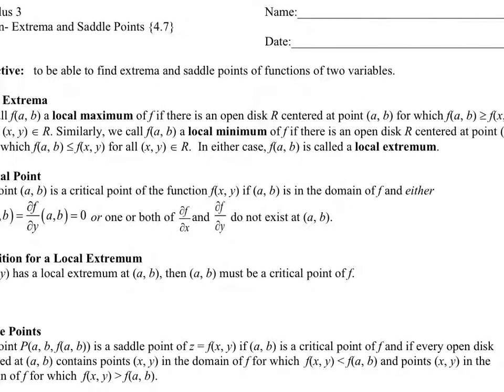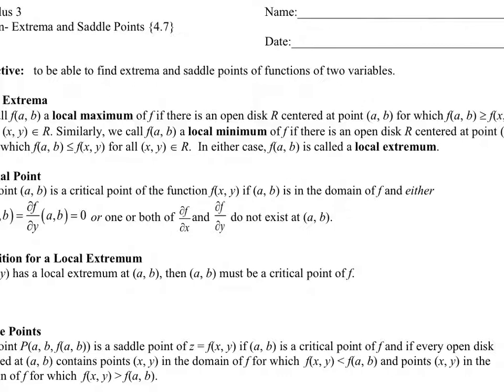Right, so we call f(a, b) a local maximum if there's an open disk R centered at the point (a, b) for which f(a, b) is greater than or equal to f(x, y). What that means is that you have a particular point that's higher than or equal to every other point on the surface, or at least on that interval. Same idea for a local minimum. Both are called local extrema.